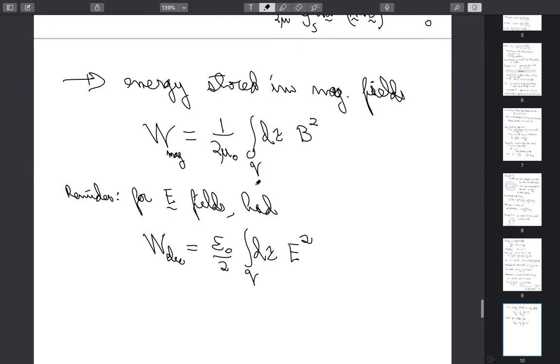Okay, so these equations, at least in vacuum, give you the energy stored in the two types of fields that we have. Okay, it's quite a revealing expression, a nice little expression for this energy. This is going to be useful in a number of occasions later on.